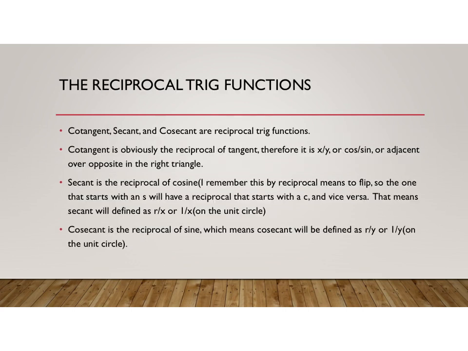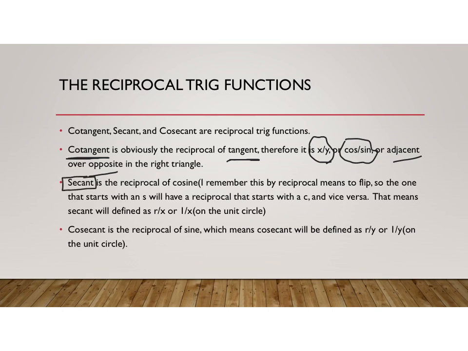Now, the other three functions are just the reciprocal trig functions. These are not going to be used very often, but it's good to have a small knowledge of them. They're called the reciprocal trig functions. Cotangent, just by its name, is obviously the reciprocal of tangent. Remember, the reciprocal is just flipping the fraction. So since tangent is y over x, cotangent would then be x over y, or cosine over sine, or adjacent over opposite in a right triangle. Cotangent is the reciprocal of tangent.